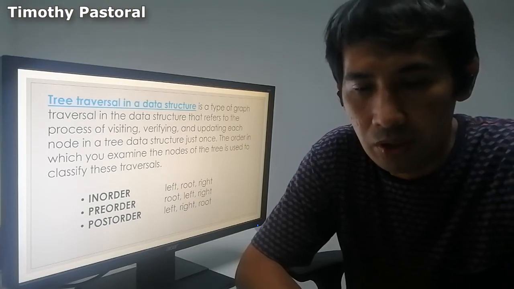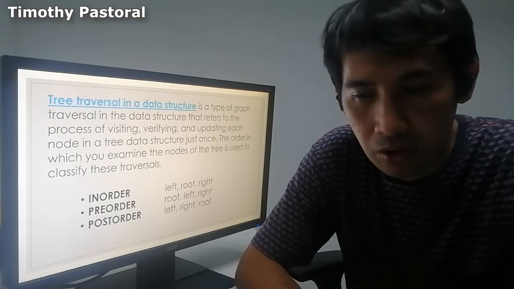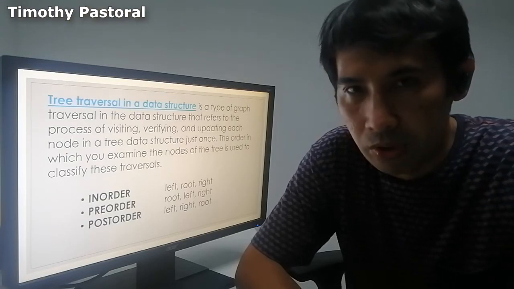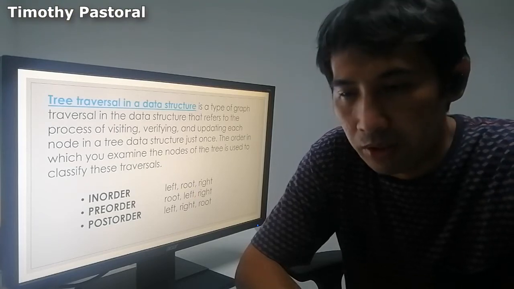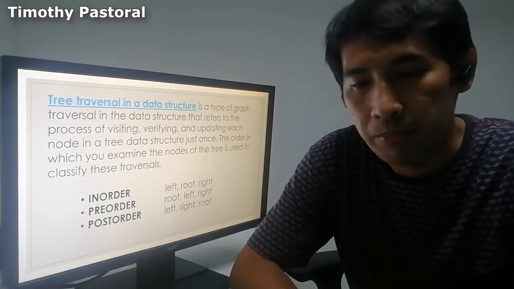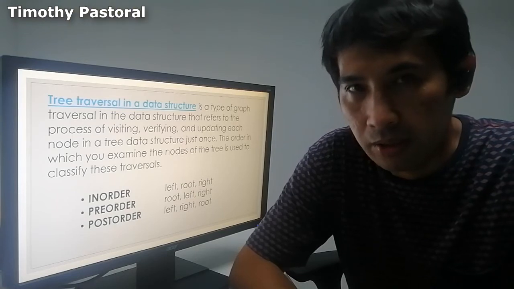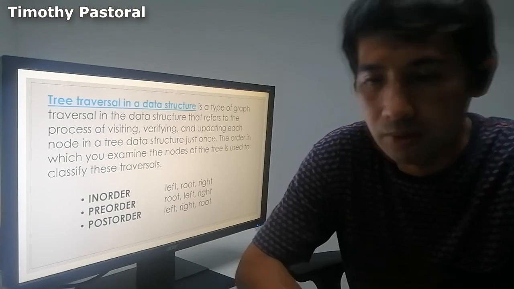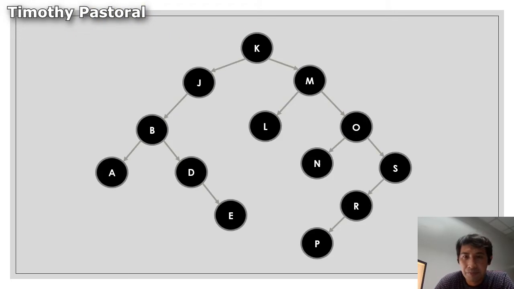And these are in-order, in which you visit the nodes from left, root, to right; pre-order, in which you visit the nodes from root, left, and right; and post-order, in which you visit the nodes from left, right, and then lastly the root. And here is the tree that we are going to solve.